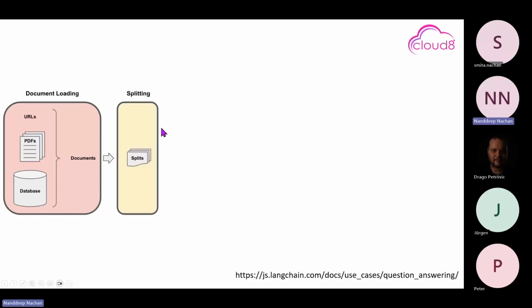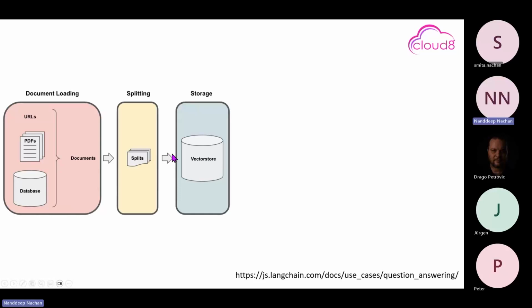When we want to search this kind of documents or our own content using semantic search, what we do is splitting. This is a text splitter which breaks your documents into chunks of specified sizes. So these are the chunks or splits that get created.